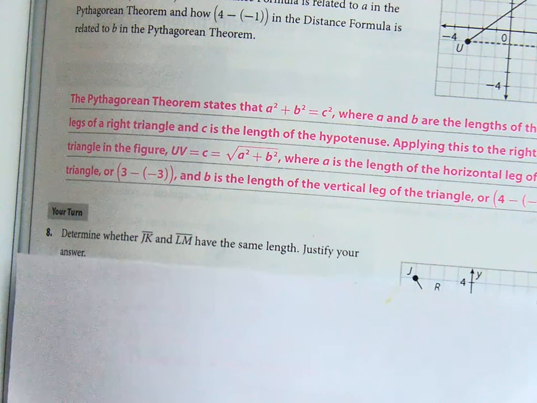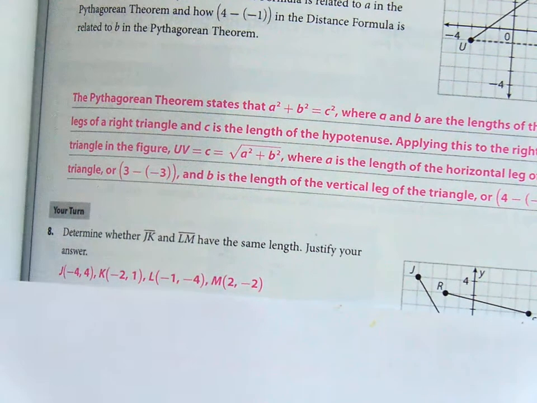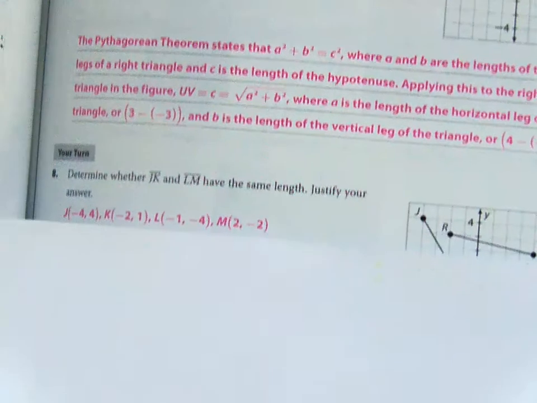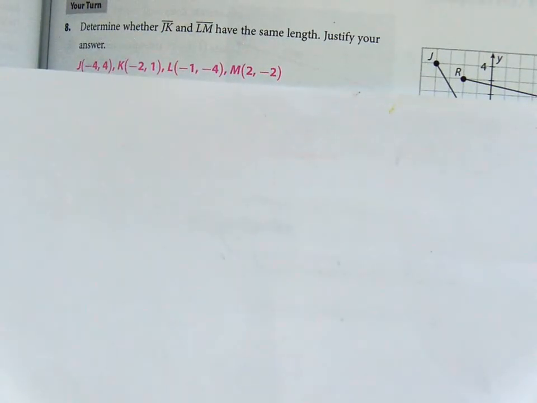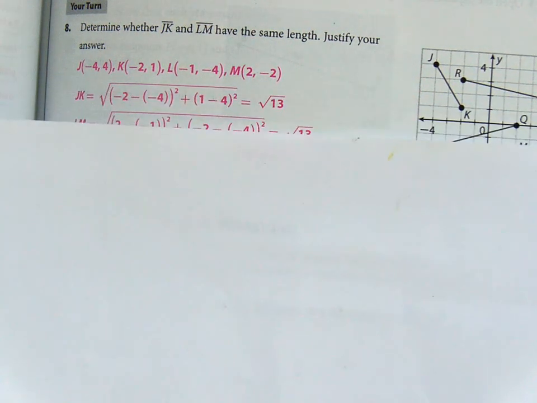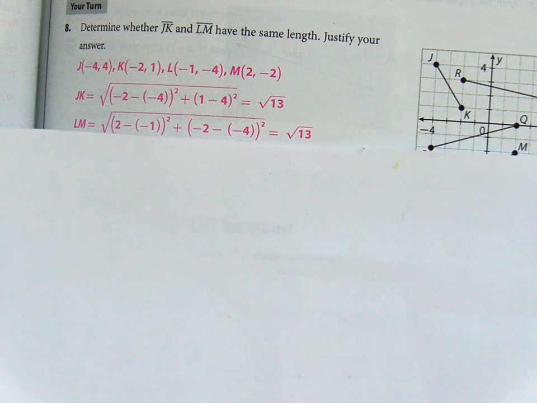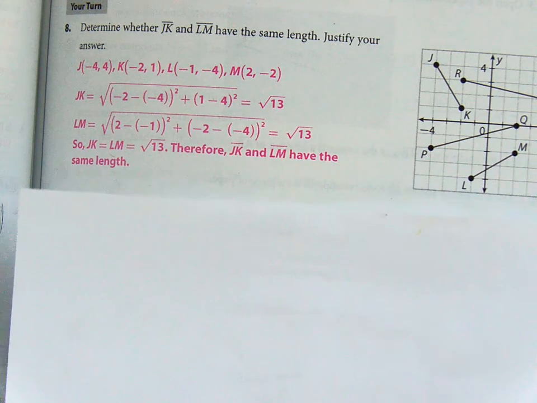Alright, so let's check your answers. So hopefully you got all your endpoints. You then identified your x1, y1, x2, y2 for each of those line segments. Plug them into your distance formula. Get your answers and note that they are in fact the same.